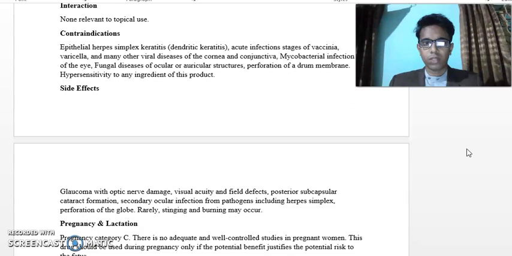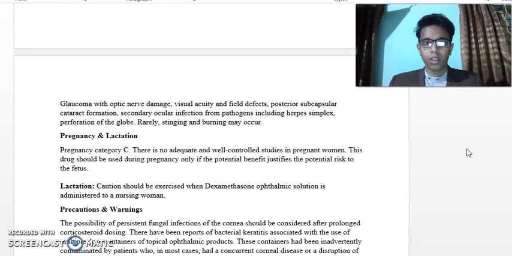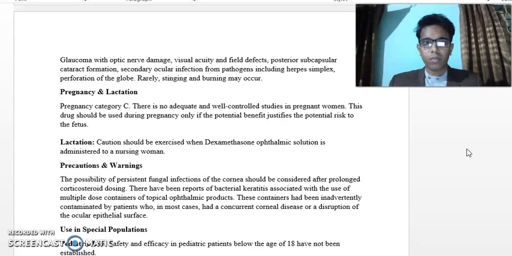Now we are talking about side effects. Glaucoma with optic nerve damage, visual acuity and field defects, posterior subcapsular cataract formation, secondary ocular infection from pathogens including herpes simplex, perforation of the globe. Rarely, stinging and burning may occur.